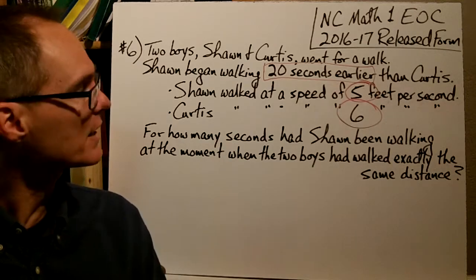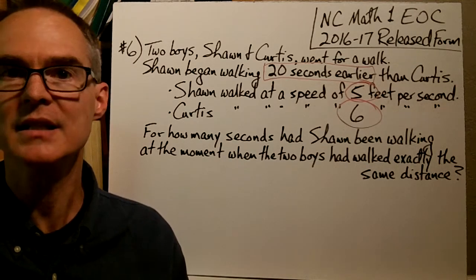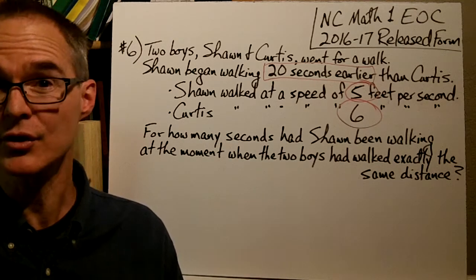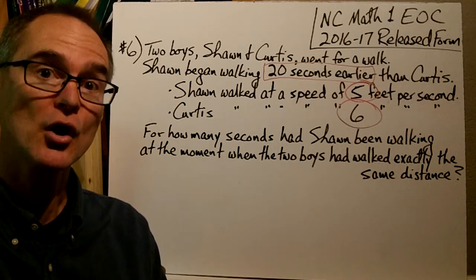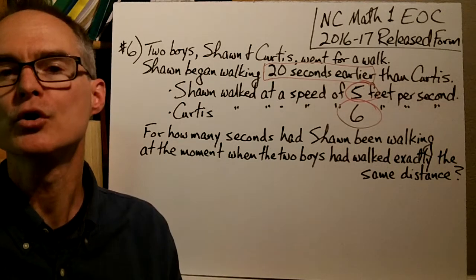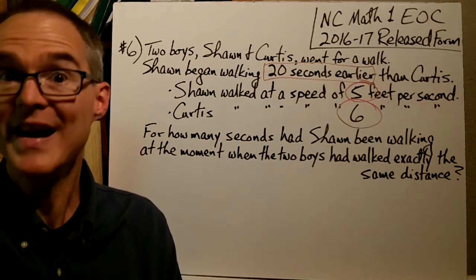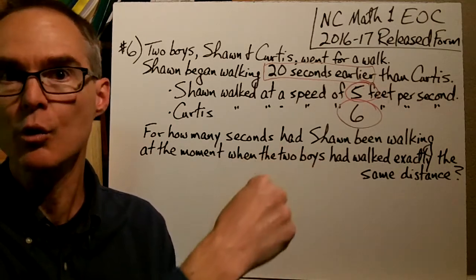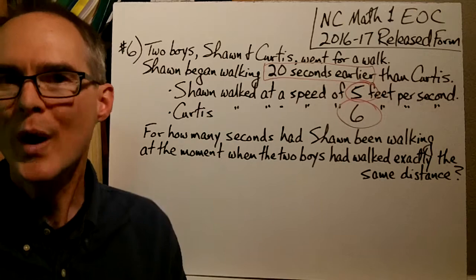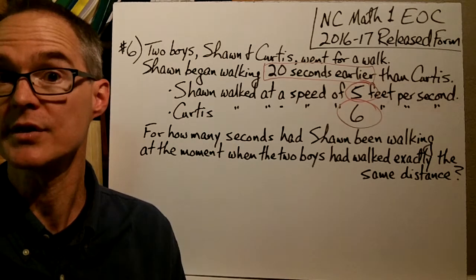Okay, so even though the question is kind of long and wordy, this problem makes a good bit of sense. I've got two people that are walking at different speeds. One's walking faster, but the one walking faster started later. So eventually the one who started later is going to catch up to the slower walking one who started before. When does he catch up is basically what the question is asking.